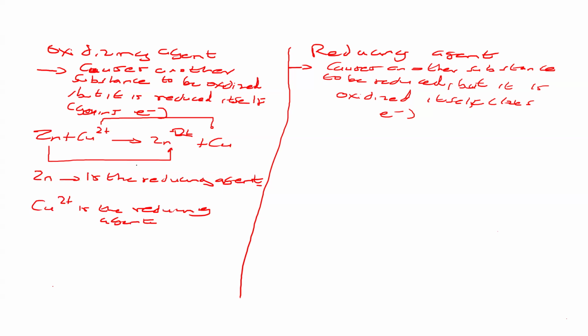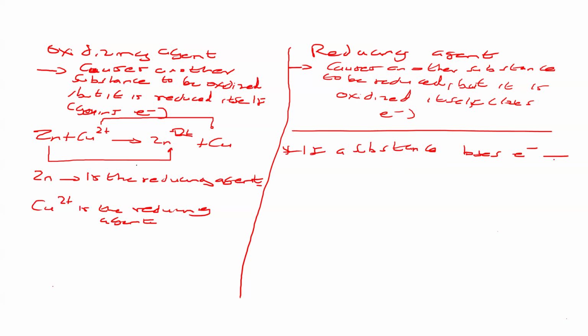All right. So in simple terms, as we are wrapping things, ladies and gents, let's summarize this. If a substance loses electrons, it will be oxidized. All right, then we say it's a reducing agent.